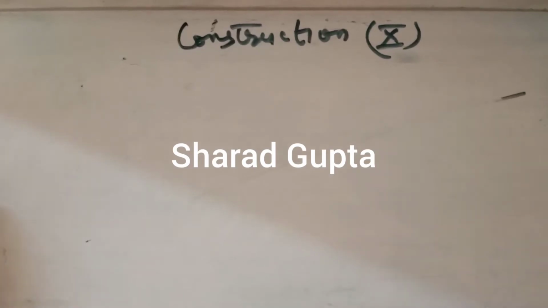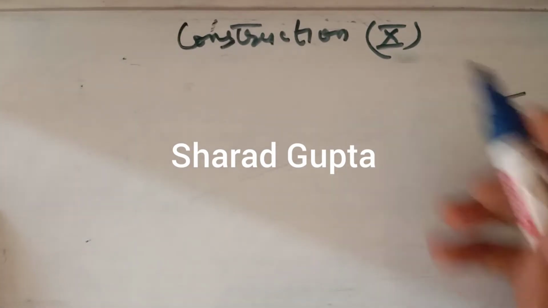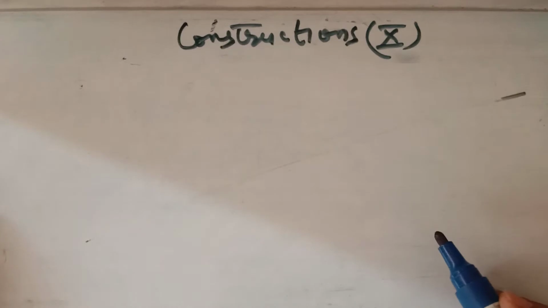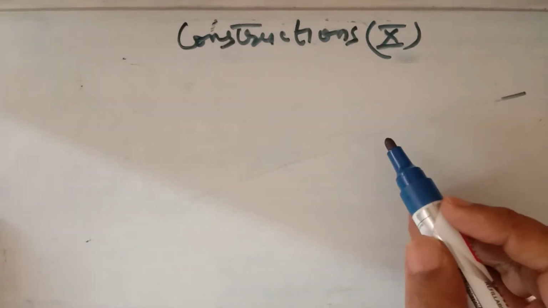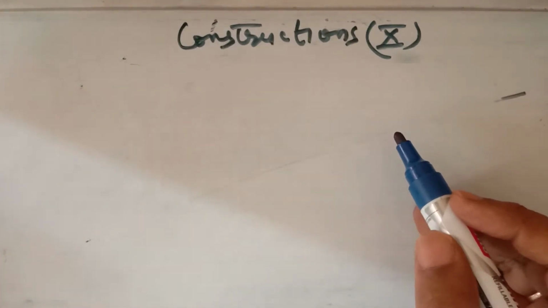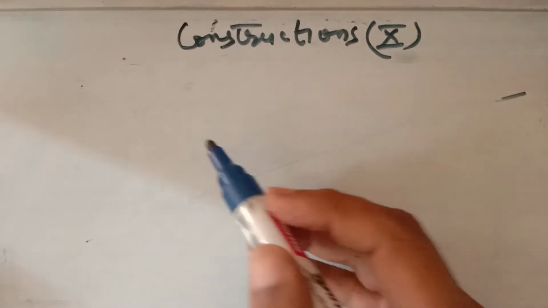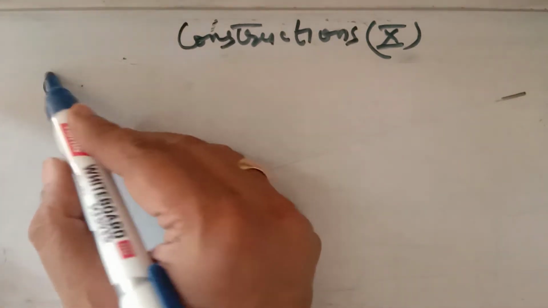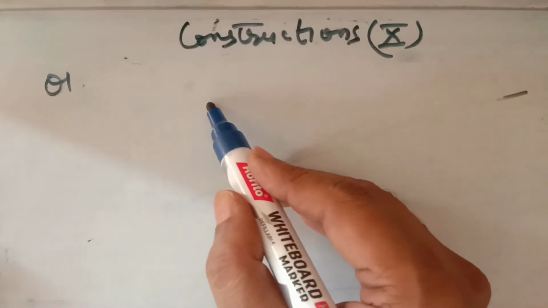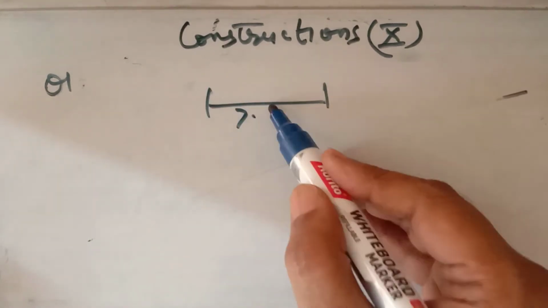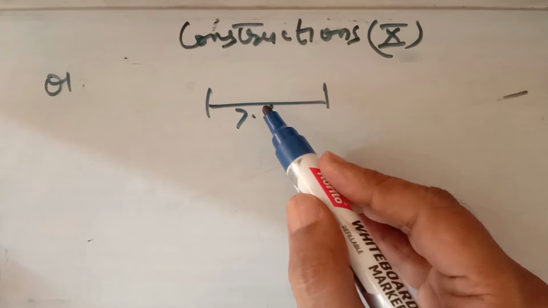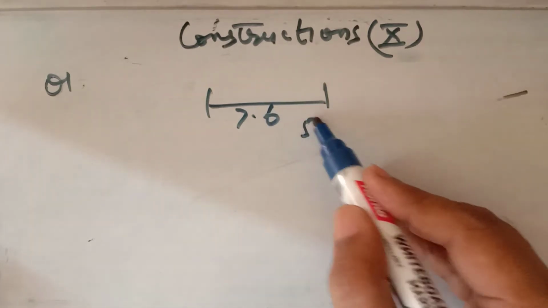This is lecture number 1 for the chapter Constructions for class 10th, and in this you have to construct a triangle similar to a given triangle when the ratio of the sides of the triangle is given. Now in question number 1, you have to draw a line segment of 7.6 centimeter and divide it in the ratio 5:8.